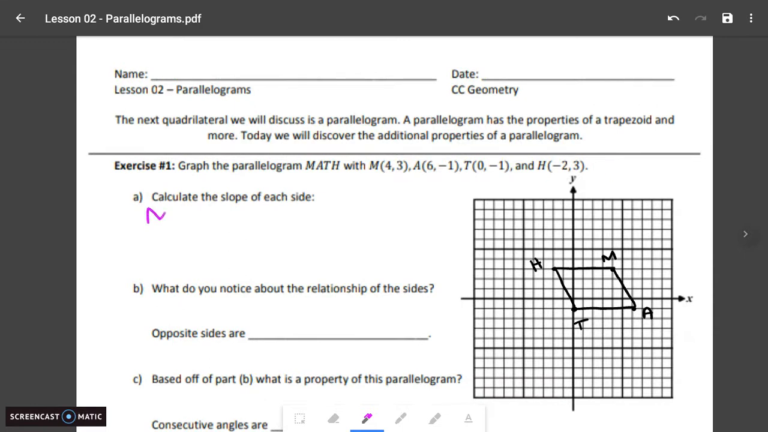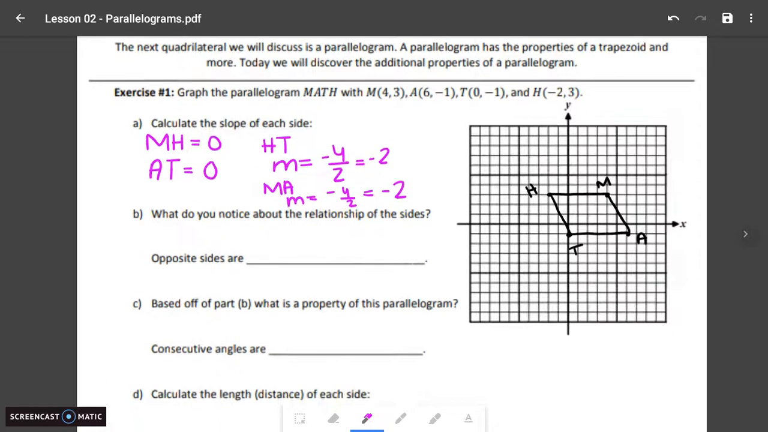So you should notice that MH has a zero slope. It's a horizontal line, just like AT. And when we look over at HT, it's going down 1, 2, 3, 4, and over 2, which we know can simplify to -2. And for MA, we're going down 4 over 2 again, which is also equal to -2. So a little different from the trapezoid we saw yesterday.